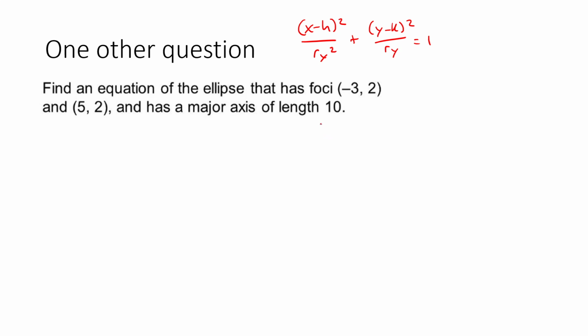All right, so let's see. Find an equation of an ellipse that has foci -3, 2, and 5, 2. So you may want to draw a picture for this, by the way. Let's see, -3 and 5 and 2.